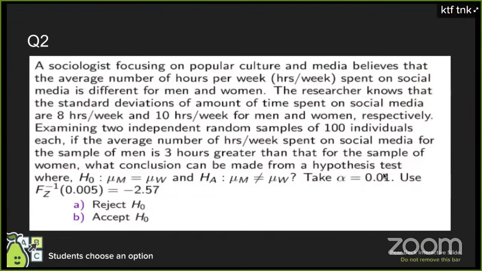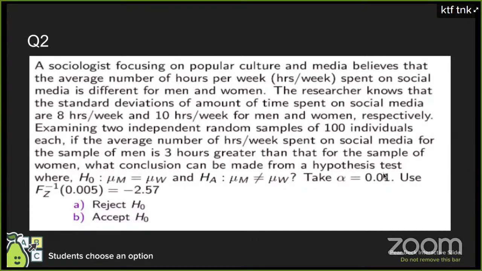Sir, though here you are defining null and alternate for us for better understanding, as you rightly said, in the exam it will not be given, right? So, sir, just let us read the first line. The sociologist believes that the average number of hours per week spent on social media is different for men and women, right? So he is believing that it's different. So my null will be not equal to, right, in that case.